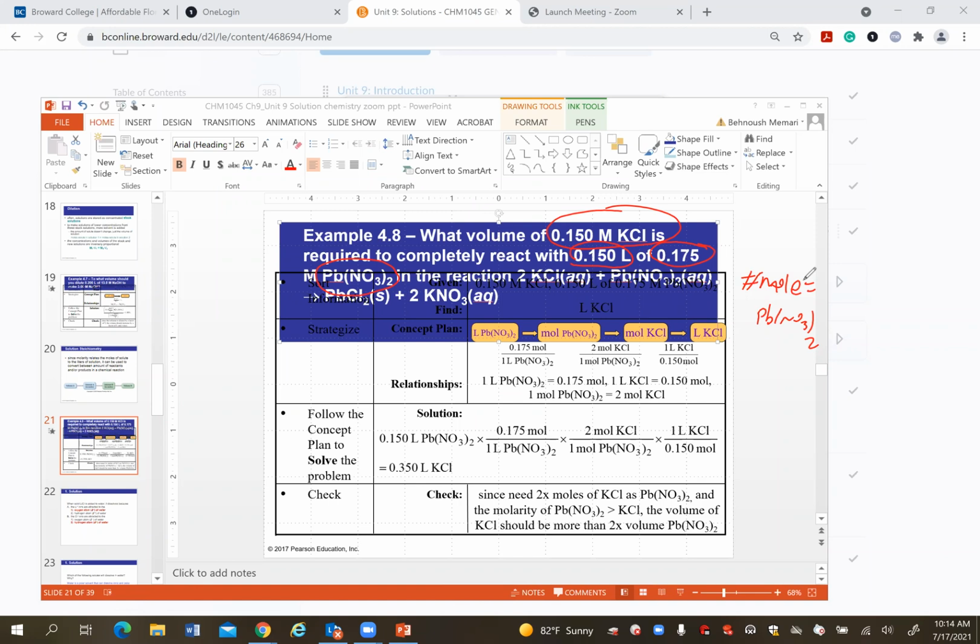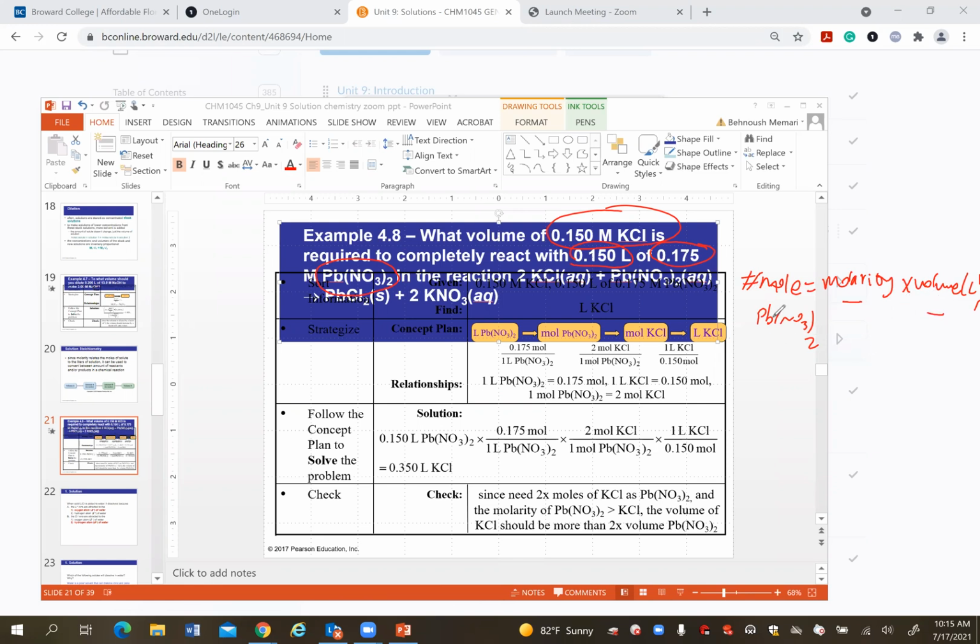I'm waiting for your response. Number of moles is molarity times volume in liter. So I hope you remember next time I ask you, how do I find number of moles of solute in a solution? You need the molarity, you need the volume.